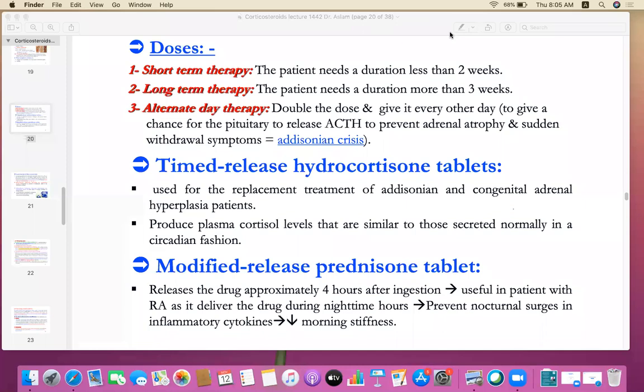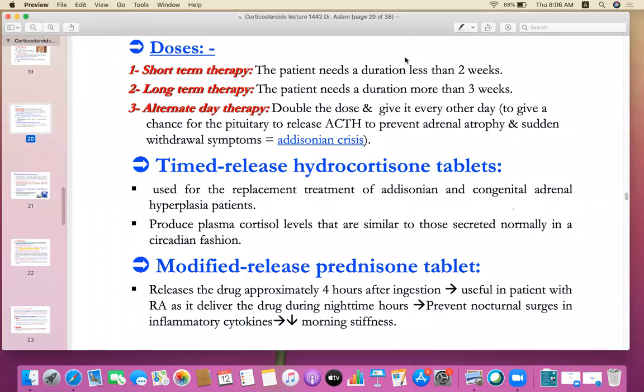Corticosteroids. In the last session of the corticosteroid first part, we will discuss up to slide number 19, and now in this second lecture of corticosteroid we will discuss the remaining parts. The doses of the corticosteroid.